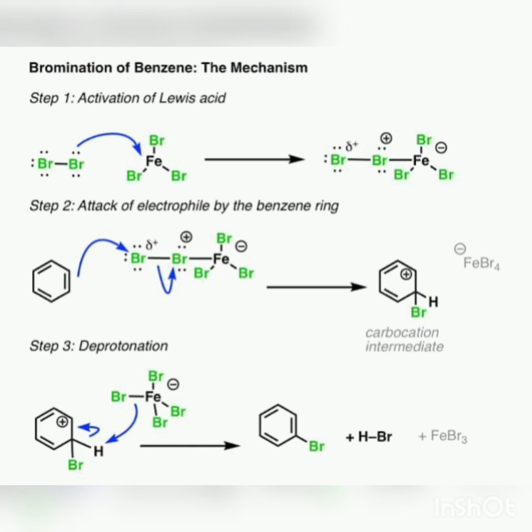The mechanism behind the bromination of benzene involves three steps. The first step is activation of the Lewis acid, the second is attack of the electrophile by the benzene ring, and the third step is deprotonation.